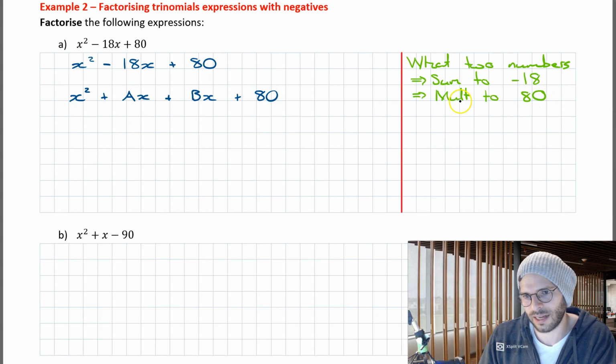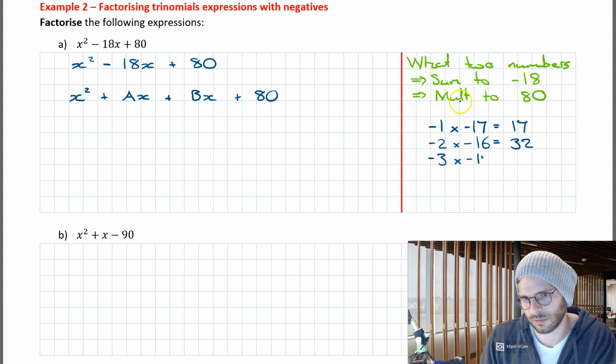So minus 18 is going to be minus 1 plus minus 17. So both our numbers have to be negative. Next, we change it to a multiplication, and minus 1 times minus 17 is 17. Working our way down, minus 2 times minus 16 will be 32. We're slowly increasing, but it's slow. So let's speed it up.